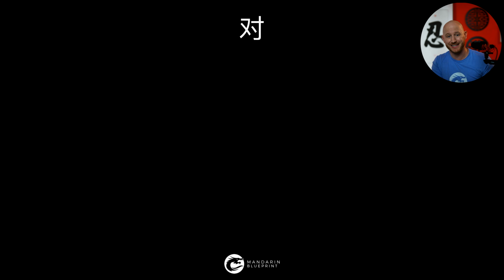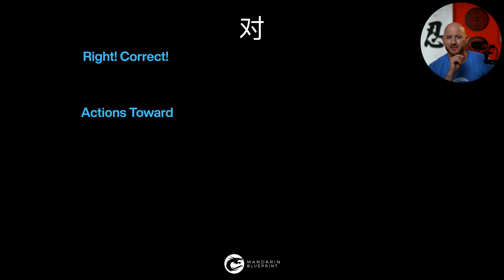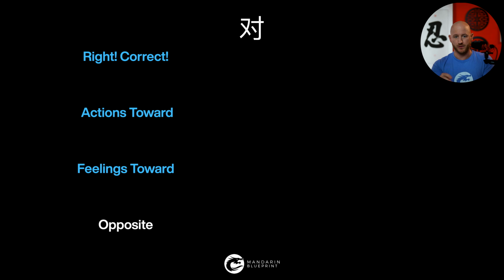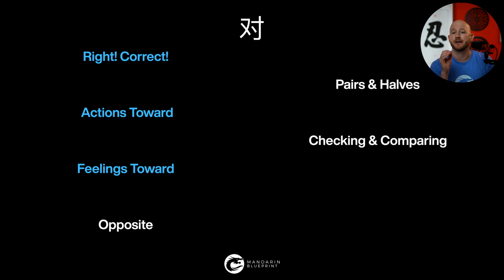We've covered quite a bit today. So here's a quick recap of what we've done. We've talked about how to affirm someone or something is correct, directing actions towards someone, and also what you feel towards someone or something. We've also talked about how things can be opposite of one another, either literally or metaphorically. We've talked about pairs and halves and using it as a measure word for pairs, checking and comparing, and saying as far as X is concerned with 对 X 来说. Very useful one there at the end.